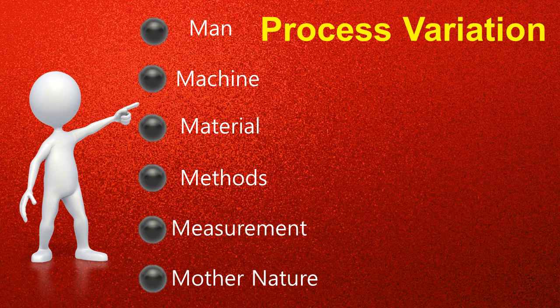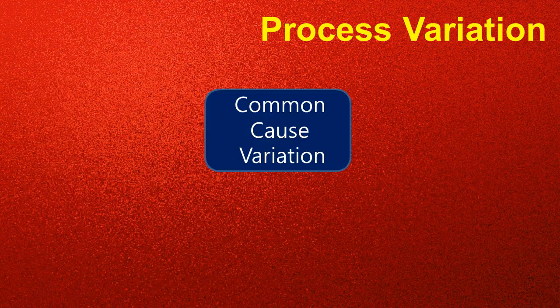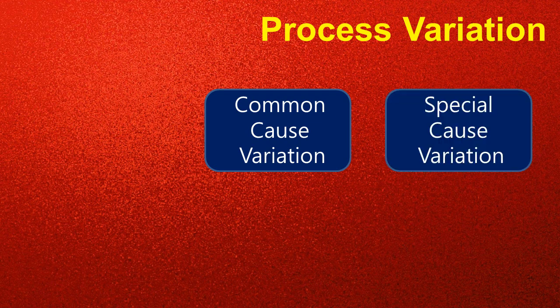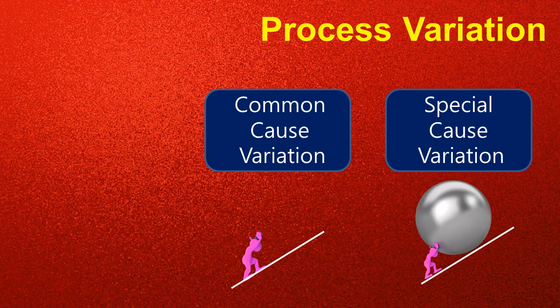Process variation can be classified into two categories. First is common cause variation and the other is special cause variation. To explain these two types of variation, assume there is a scenario where a man is climbing a steep slope and in normal condition he takes half an hour to go up. Now in the next scenario, the same man has to drag a load of 100 kg as he tries to move up the steep slope.